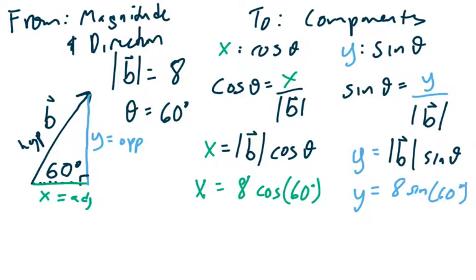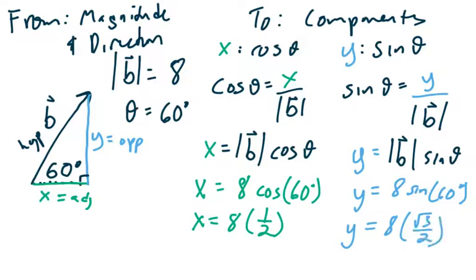And we should all know what these are from the unit circle. So x equals 8 times 1/2, and y is 8 times rad 3 over 2. So the x component in this case is going to be 4, and the y component is 4 rad 3. So if I were writing this whole thing in component form, we're kind of out of space, but I would write it as 4 i hat plus 4 rad 3 j hat.